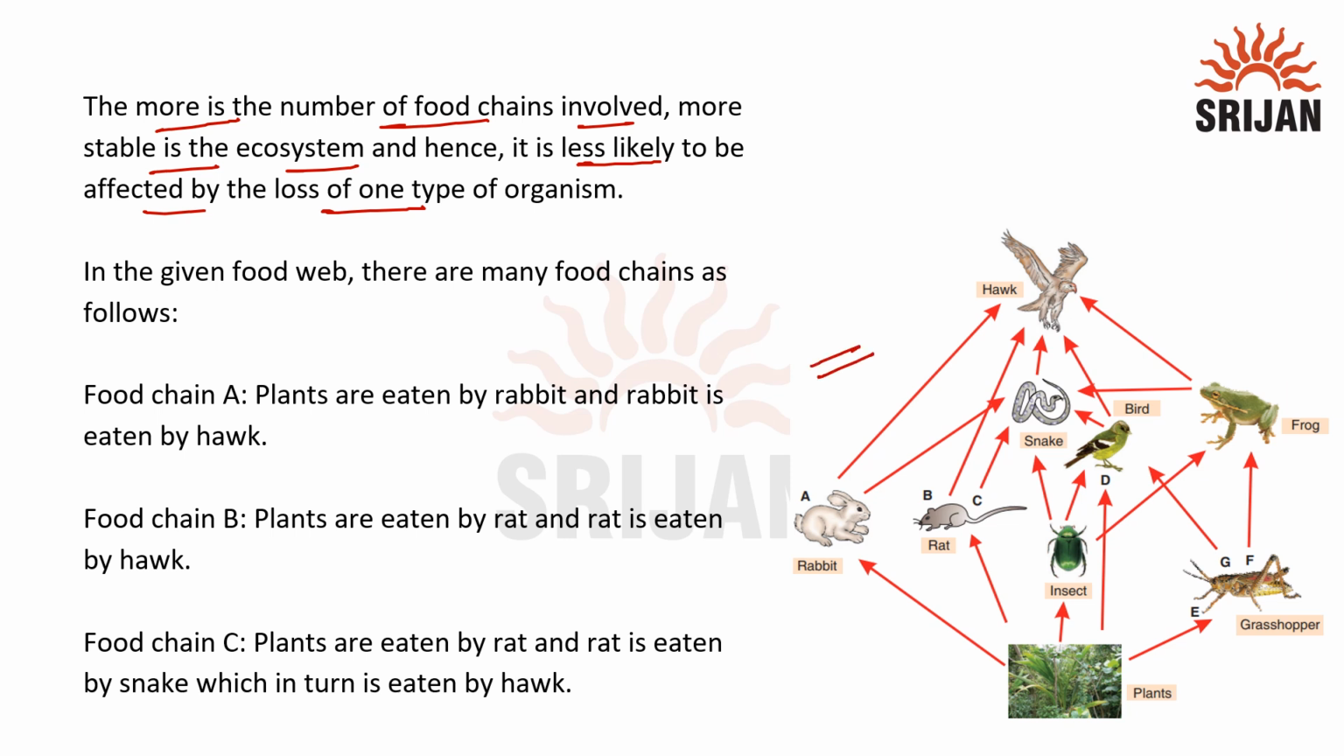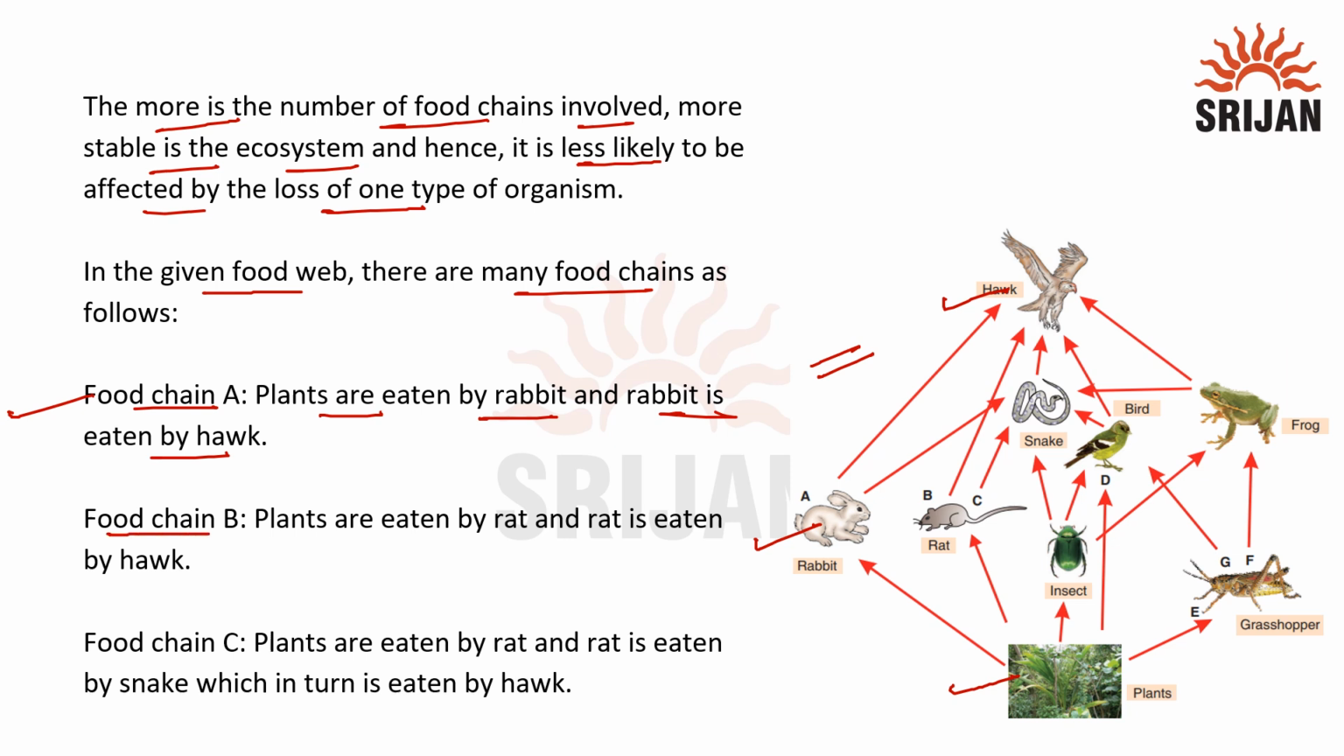This over here is a food web which consists of many food chains. So in the given food web, there are many food chains, which are as follows. First is food chain A: plants eaten by rabbit, and rabbit is eaten by hawk. We can observe over here, plant eaten by rabbit and rabbit eaten by hawk.